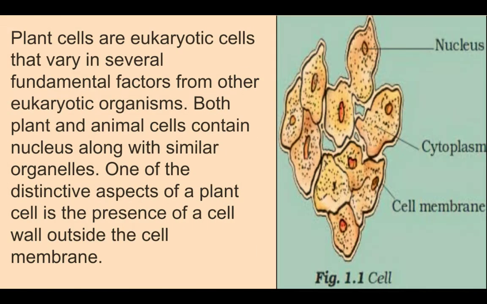Next, plant cells. Plant cells are eukaryotic cells that vary in several fundamental factors from other eukaryotic organisms. Both plant and animal cells contain a nucleus along with similar organelles. One of the distinctive aspects of a plant cell is the presence of a cell wall outside the cell membrane.